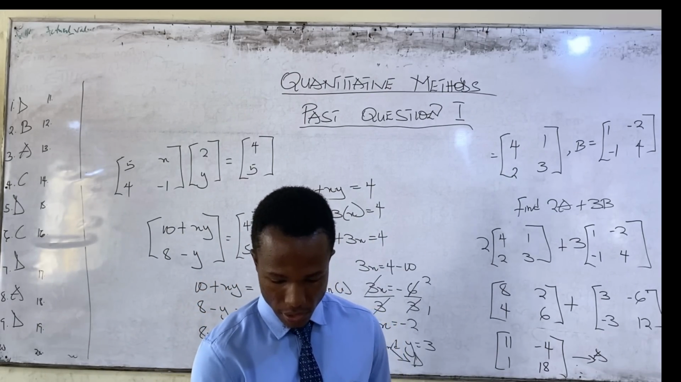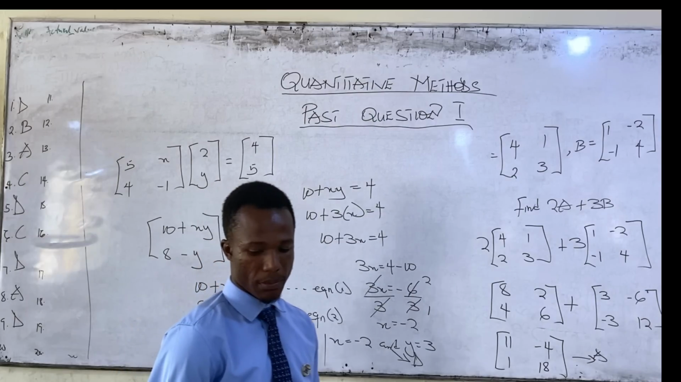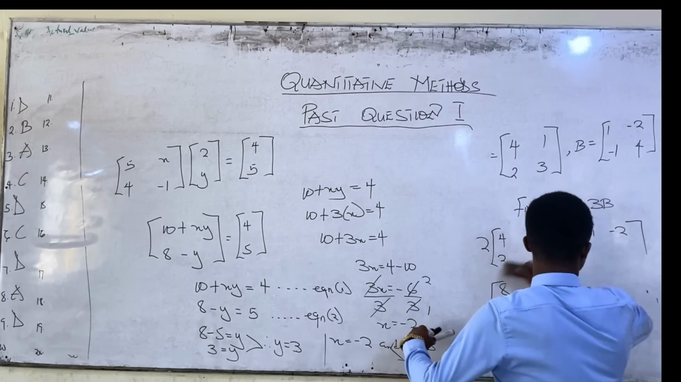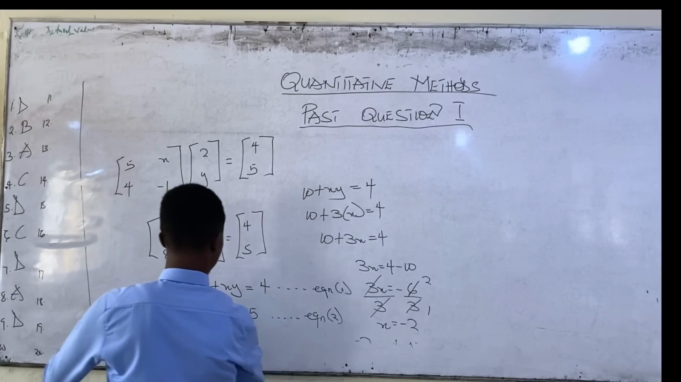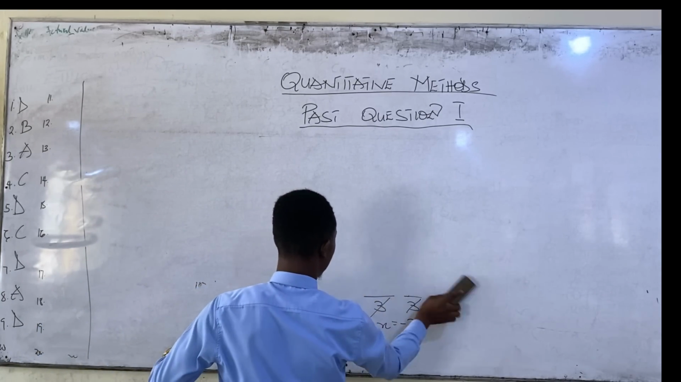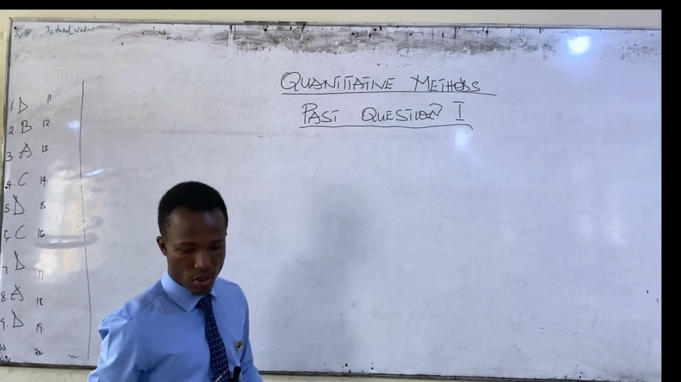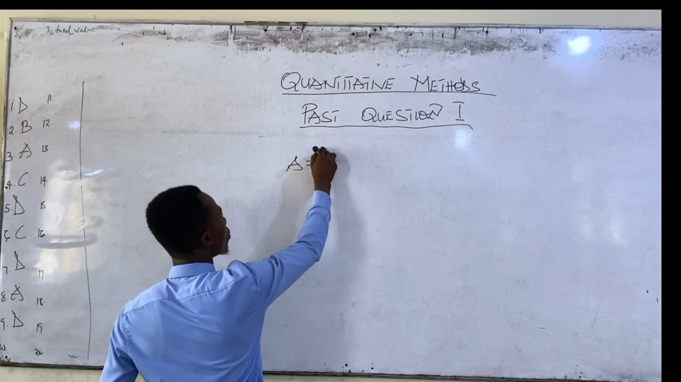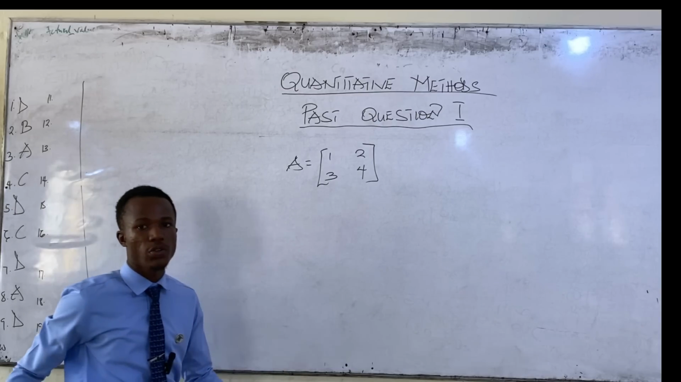Question number 10. What is the inverse of A? So if you have A equals 1, 2, 3, 4, what will be the inverse? Okay, that is what we are going to look out for. Okay, so the inverse of A, we have A equal to 1, 2, 3, 4. Okay, so how do you find the inverse?